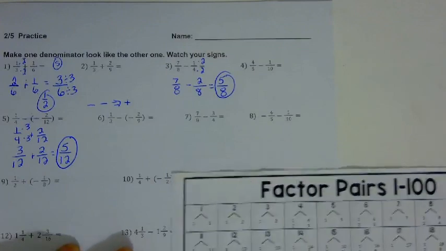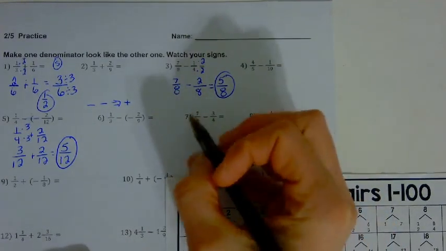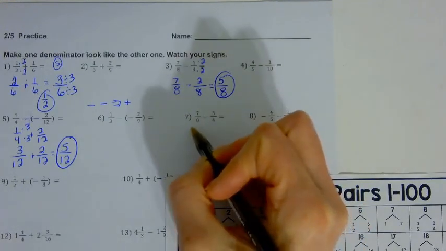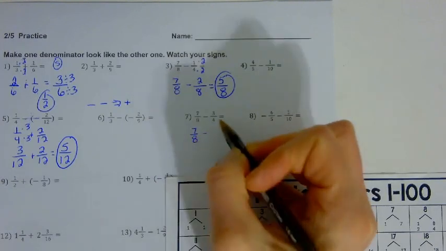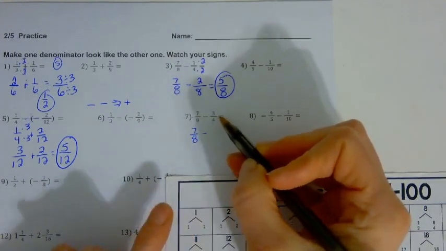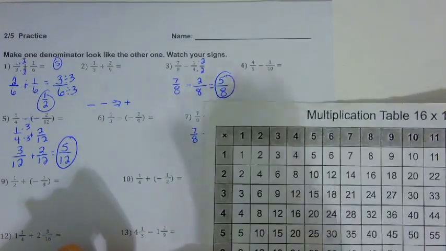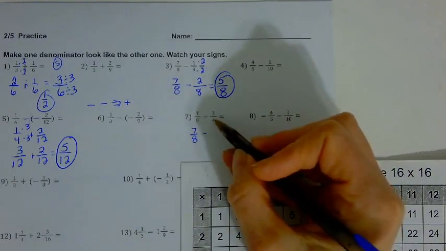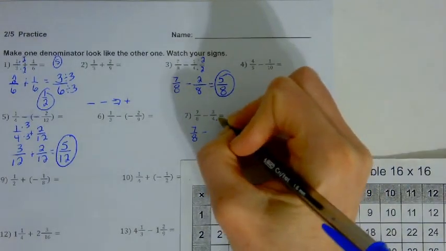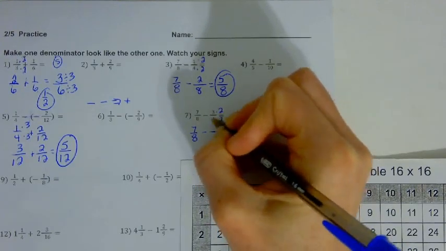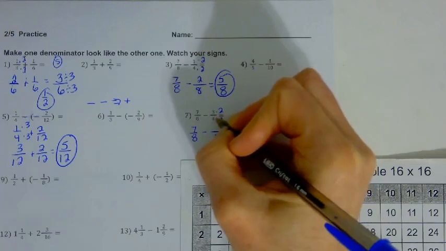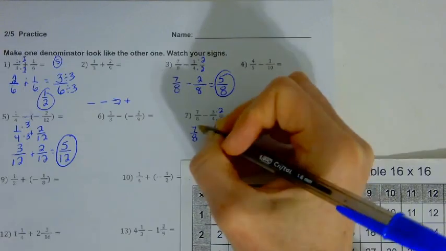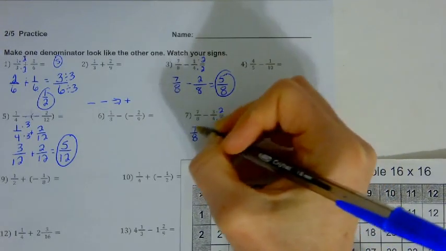Okay, number 7. We have 7/8 and 3/4, so we need to make this 3/4 look like an 8. So we have 7/8 minus, now how do we make this 4 into an 8? Looking at our multiplication sheet here, 4 times 2 is 8. So we're going to multiply the bottom by 2 and the top by 2. 4 times 2 is 8. There, we made the bottom look like an 8. Now the top is also going to be multiplied by 2, so that's 6. And then we subtract. Keep the denominator, and 7 minus 6 is 1.